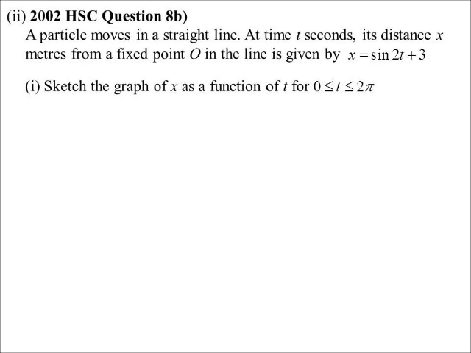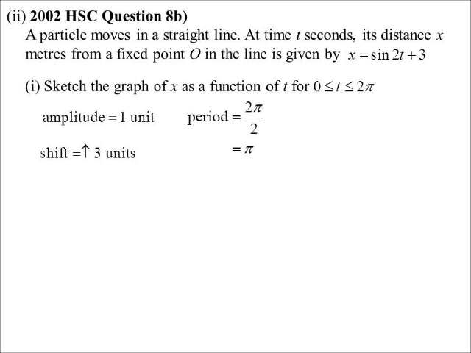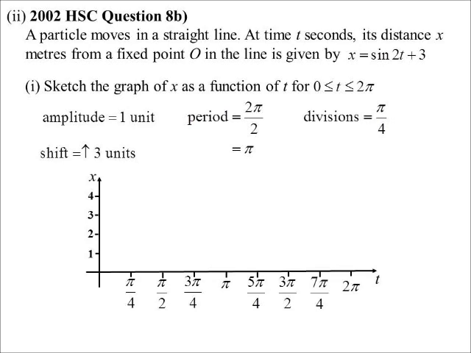So essentially we're just drawing a trig graph. So let's look for the key things we need. Amplitude will be 1. We've shifted the whole thing up 3. Period is pi. So I'll mark off my divisions every pi on 4. We've been told we have to go from 0 to 2 pi. So there we go. Because we've shifted up 3 and the amplitude's 1, that's why on my vertical axis I've gone up to 4.